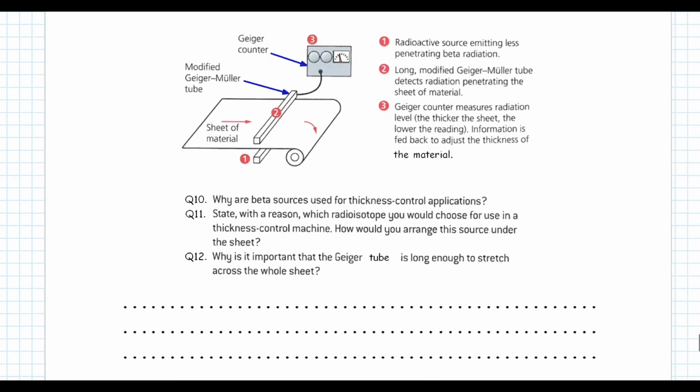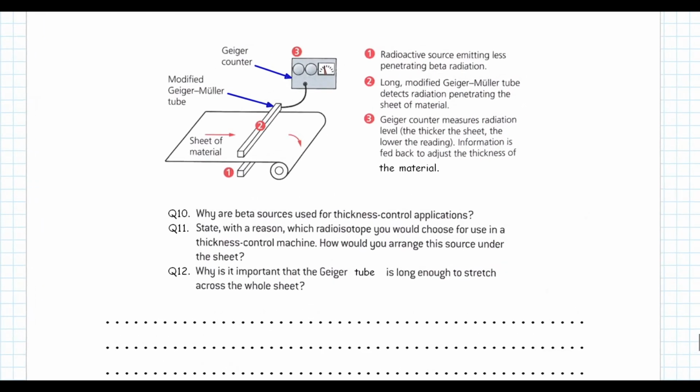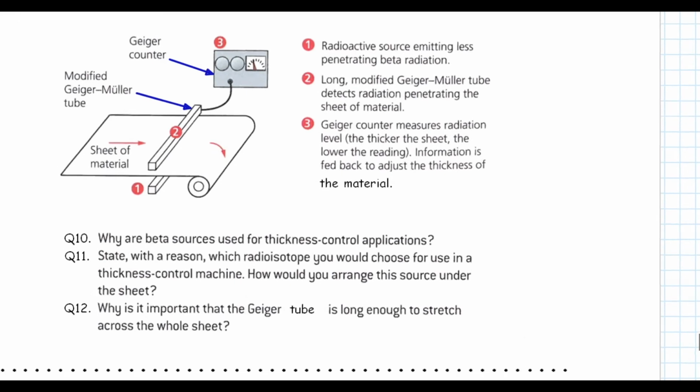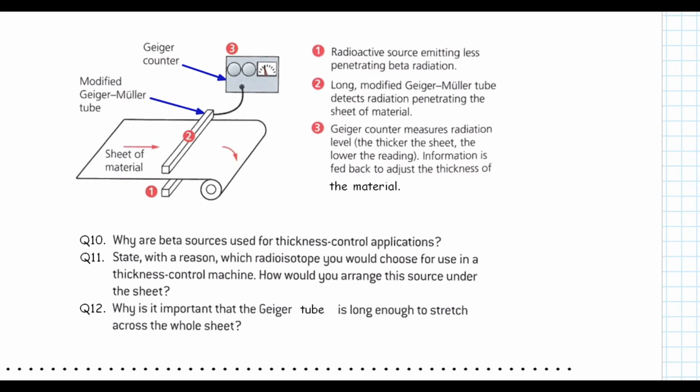Turn on to page 57. We're now going to put that newly acquired knowledge into action. So I'd like you now to answer questions 10, 11 and 12. This is a self-assess activity. So what you need to do is pause the video, and when you've completed, press play. So pause the video now please.